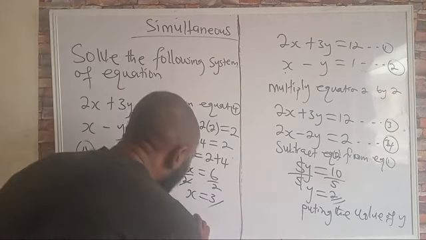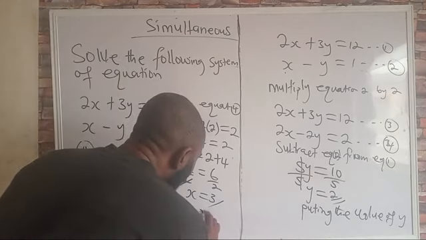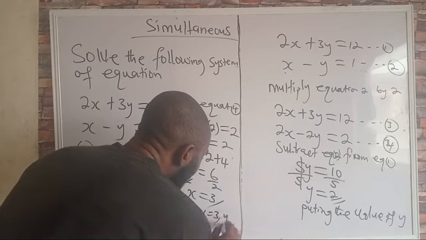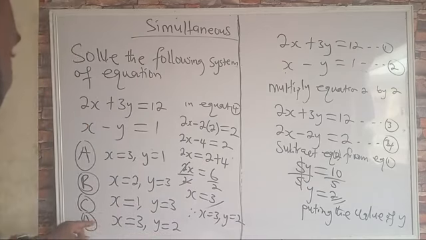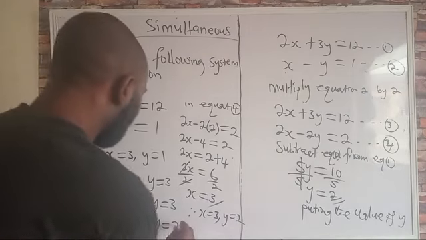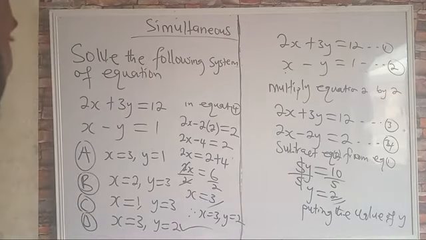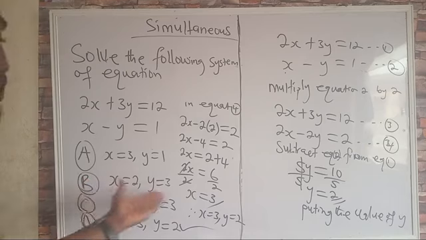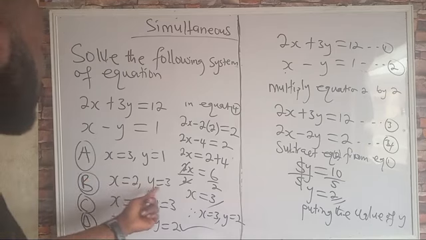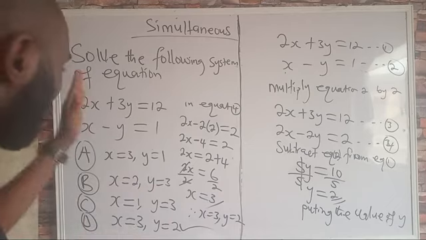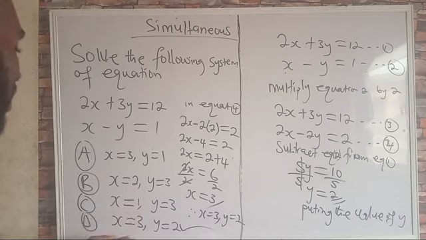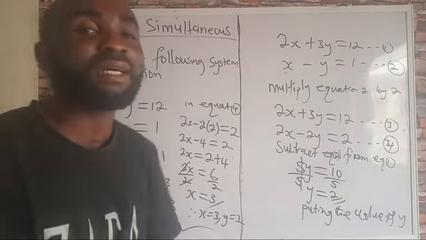Therefore x is equal to 3, y is equal to 2. So what is the right option here? I think the right option is D. Okay, D is the right option. But if you don't take your time to look at it, you can just misplace it. See, x is 2, y is similar, so you will just misplace it. But if you look at it carefully and solve it carefully, you will arrive at the right answer.